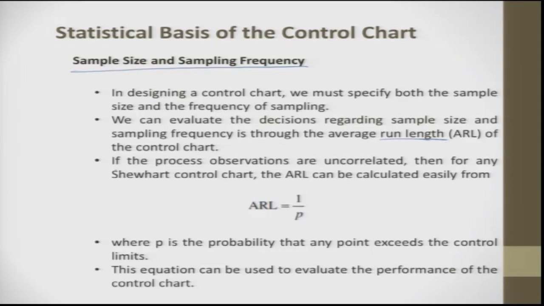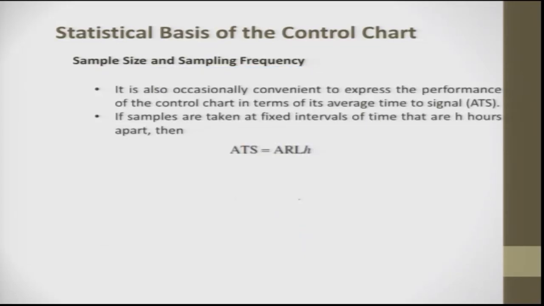We can evaluate the decision regarding the sample size and the sample frequency through the average run length of the control chart. If the process observations are uncorrelated, then for any Shewhart control chart, ARL can be calculated as 1 by P, where P is the probability that any point exceeds the control limit. This equation can be used to evaluate the performance of the control chart. This is very, very important.